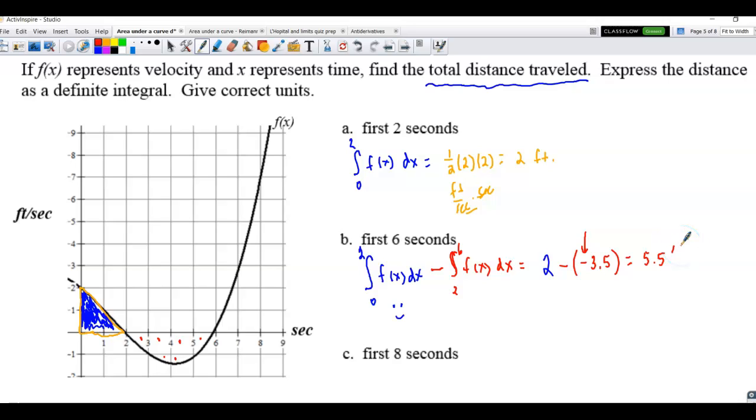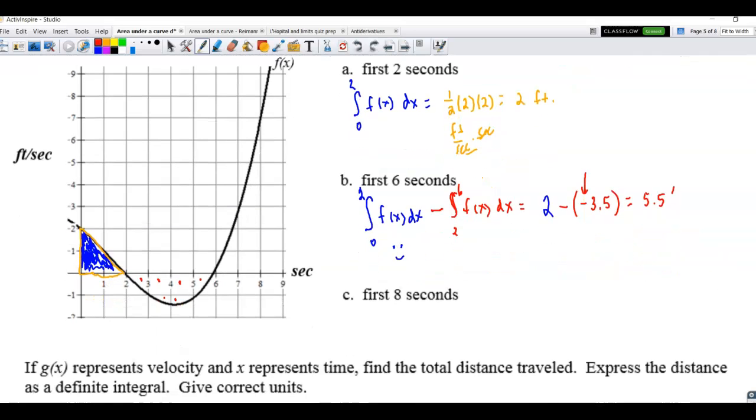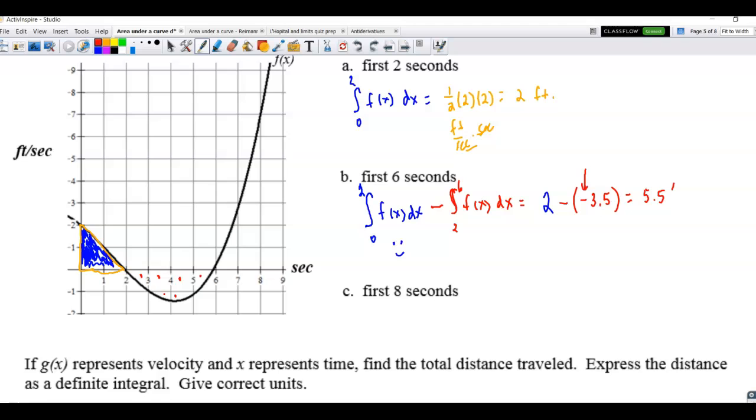And this all goes back together with your velocity curve being positive and negative, traveling to the right, traveling to the left. So it's all coming back together here. All right, and then for the last one, we're going to do the first 8 seconds.